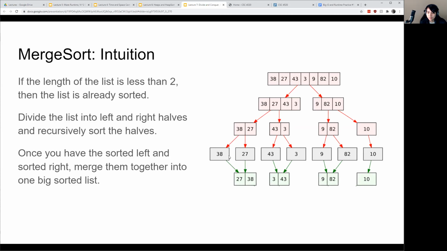So again, 27, since it was the smaller of the two, goes down first, and then 38 goes down after it. 3 goes down first here, and then 43 goes down after it. And then 9 goes down here, and then 82 goes down after it. And then 10, being the lonely person it is, gets brought down on its own.